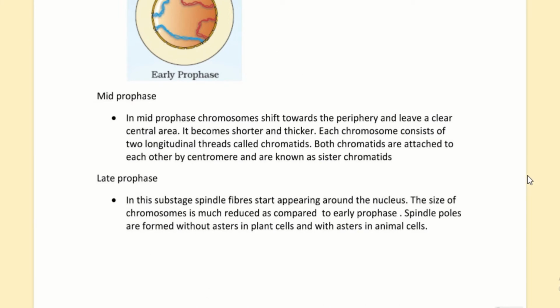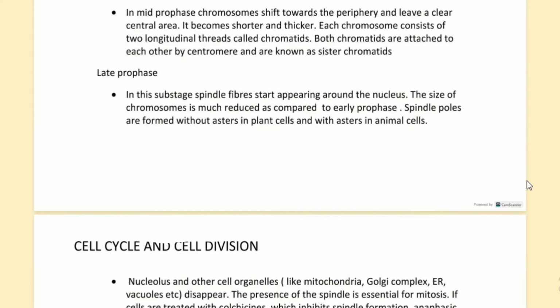Then we have mid-prophase. In mid-prophase, chromosomes shift toward the periphery and leave a clear central area. They become shorter and thicker. Each chromosome consists of two longitudinal threads called chromatids. Both chromatids are attached to each other by the centromere and are known as sister chromatids.